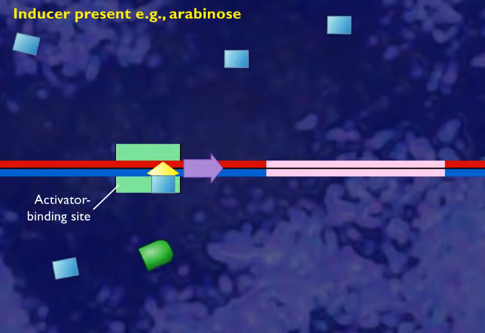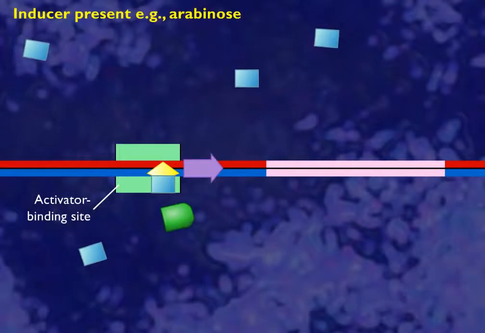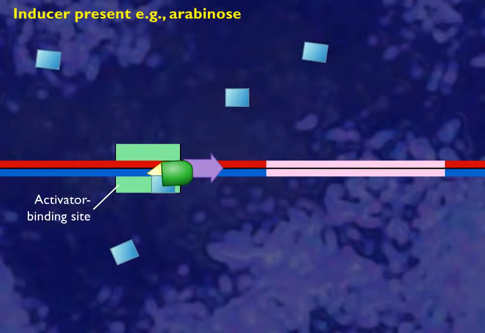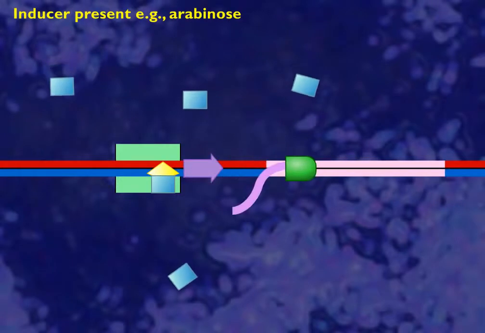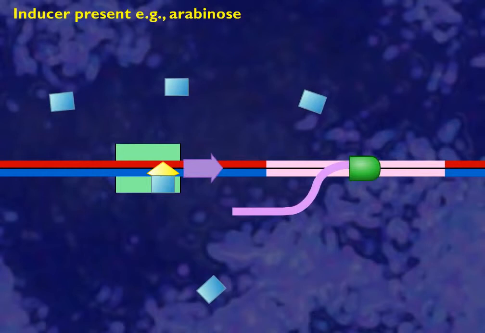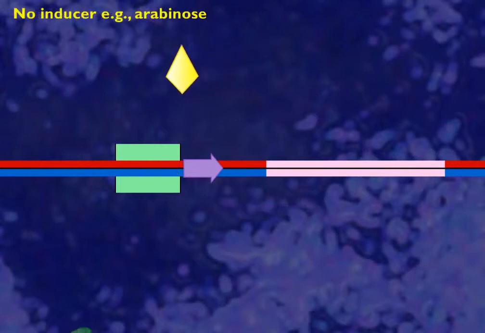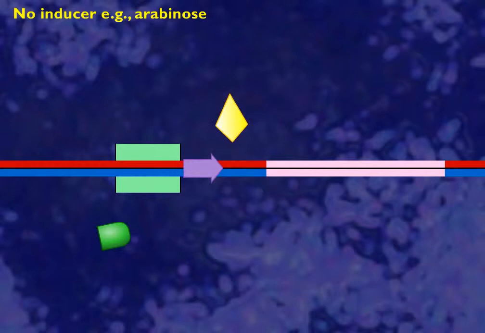In the absence of the inducer, the activator cannot bind to the DNA. RNA polymerase is unable to bind to the promoter site and transcription does not occur. Regulation of degradative pathways involving an activator that is activated by an inducer is referred to as positive control.